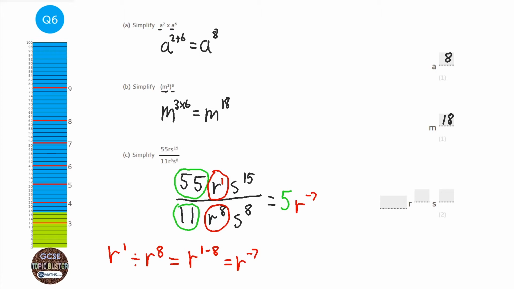Okay, now we're left with the s's. And it's the same thing with the s's. This time we're doing s to the power of 15 divided by s to the power of 8. So it's going to be s to the power of 15 take away 8, which is 7. So my answer would be 5 r to the power of minus 7 s to the power of 7.